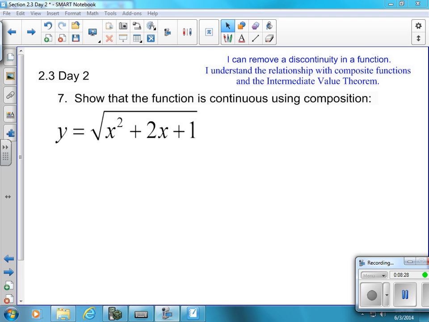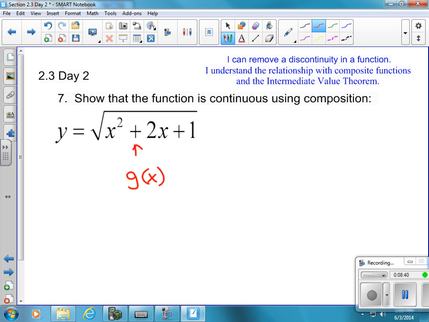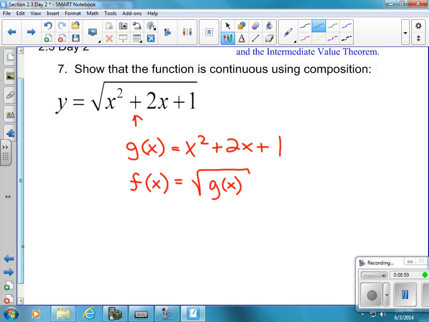What we're going to do is break this up into two functions. Notice we have a radical function with a polynomial function inside. Here's our polynomial function. We'll call it g of x. And our f of x function is equal to the square root of g of x. All right, so what we have is an f of g of x, because this is really g of x.